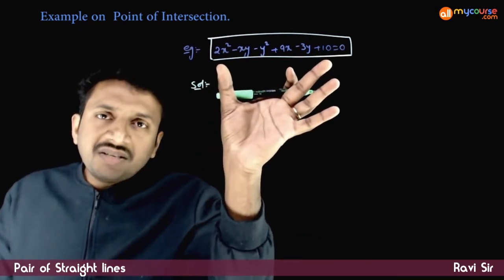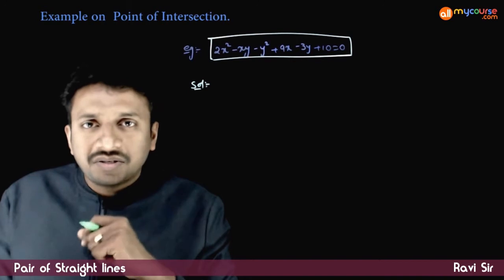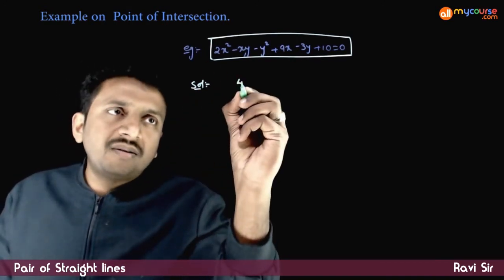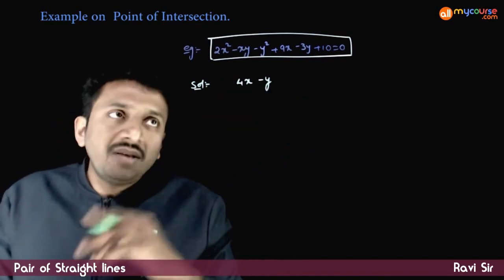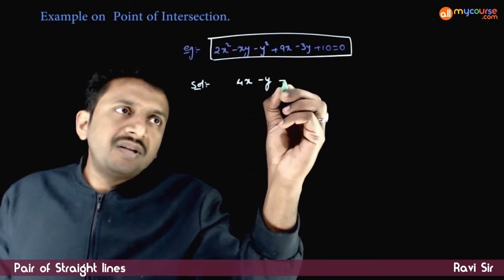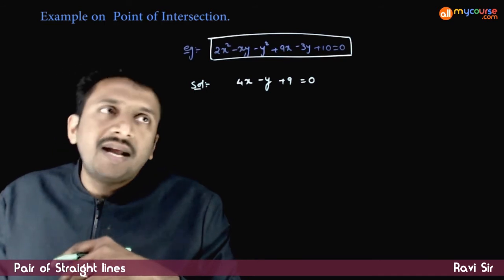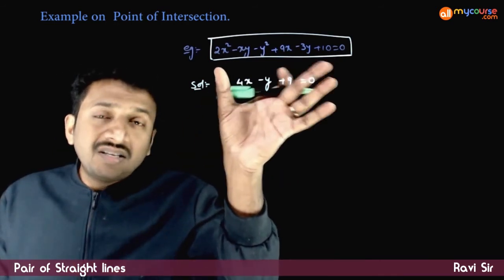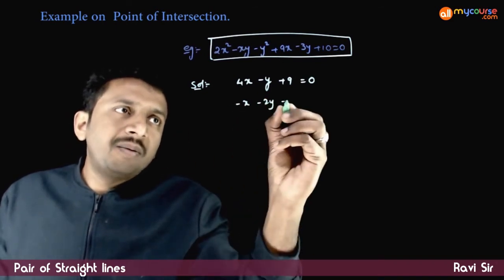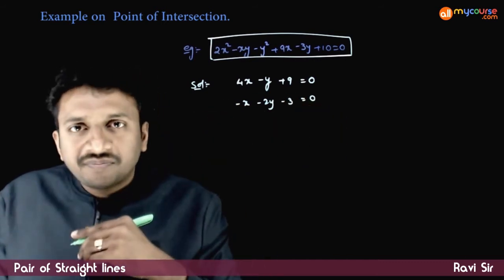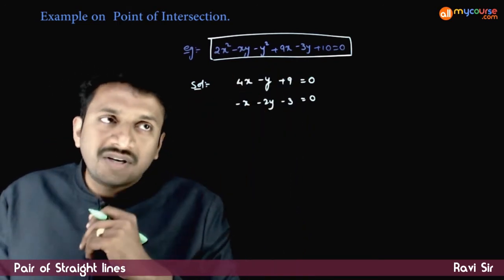First, differentiate this expression partially with respect to x. That is, take y as a constant. So 2x square differentiation becomes 4x, minus xy's differentiation becomes minus y. This differentiation becomes 0, plus 9 is equal to 0. And let us partially differentiate this with respect to y now. So you get minus x minus 2y minus 3 is equal to 0.